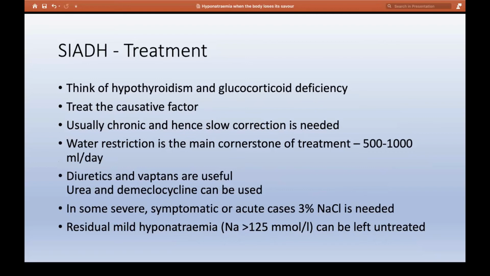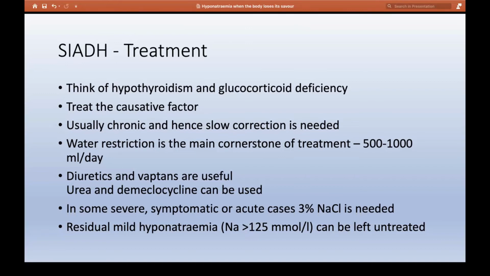What do you do for SIADH? When you are thinking of SIADH, always think whether you are missing hypothyroidism or Addison's. Treat the causative factor, whether it's drugs, an infection, or a lung condition. Water restriction is the main cornerstone of treatment. You restrict to 1,000 to 1,500 ml per day. Diuretics are used when Vaptans are used. There is a drug called demeclocycline, a tetracycline that can be used, but it is not available in our setting. But Vaptans are useful.